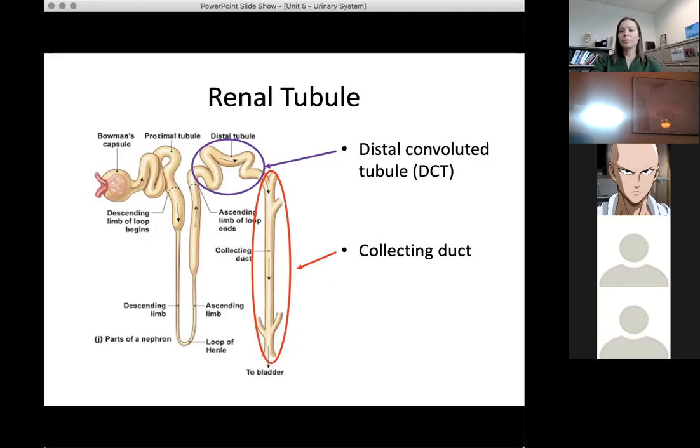Can you repeat that one more time? Yep, they help maintain the acid-base balance of blood.